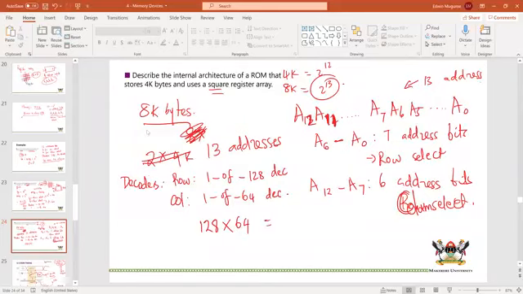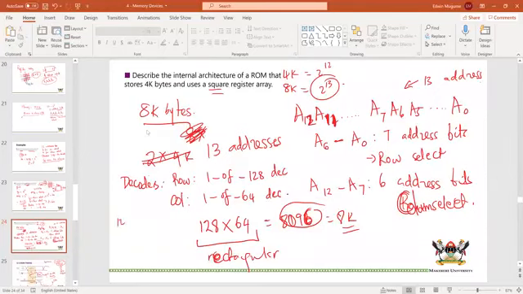This should be equivalent to 8K, 8192 maybe, no, 8096, yes. If you multiply this, it should give you 8096, which is equal to 8K. And so you can see already that this is not a square, this is a little rectangle actually. You're going to have 128 rows of 64 registers each. Okay, I hope that that is very clear.